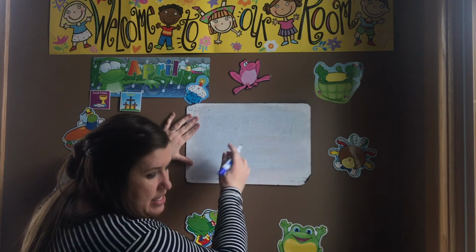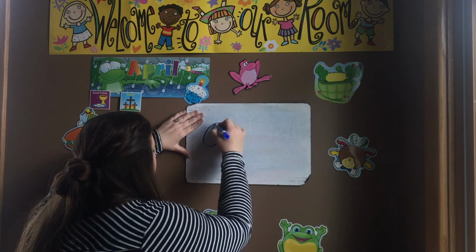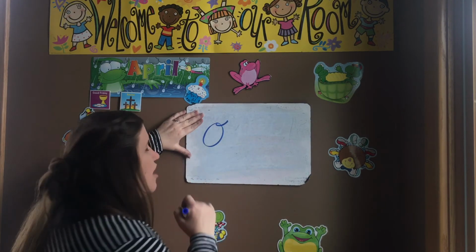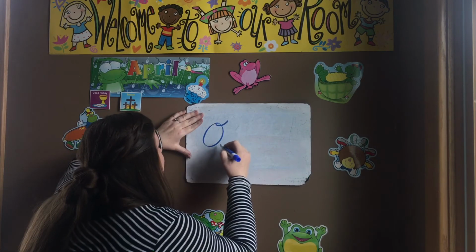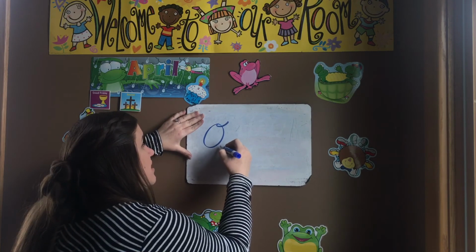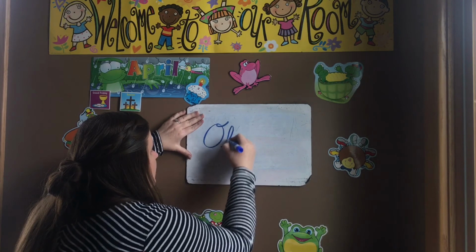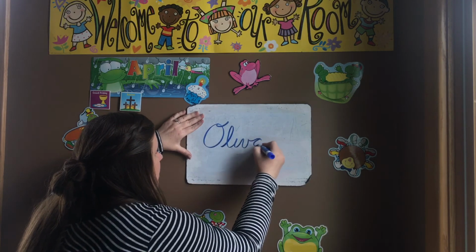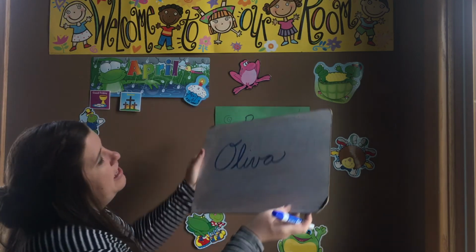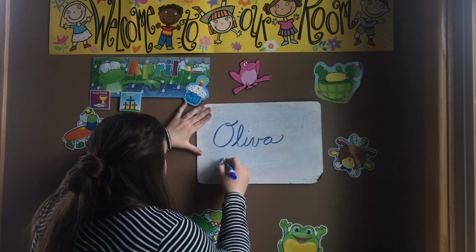Okay, so let's see. Let's write the name of Mrs. Perry's new niece that will come soon from Haiti, Olivia. So we make our capital O. It doesn't connect, but we leave the same space as if it did connect. Olivia. Okay?